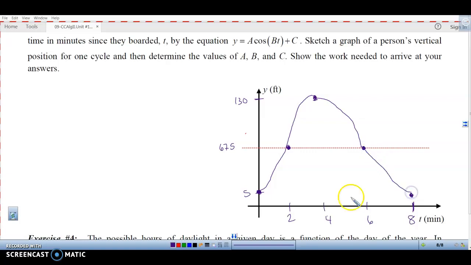Okay, so each one of these values, we divided the period by 4 so that we can see where each of those points are. Because we started at the minimum, it's actually negative. So we started at 5, went to the midline, up above, back to the midline, and then below. So there we go. That is figuring out A, B, and C and doing the sketch.